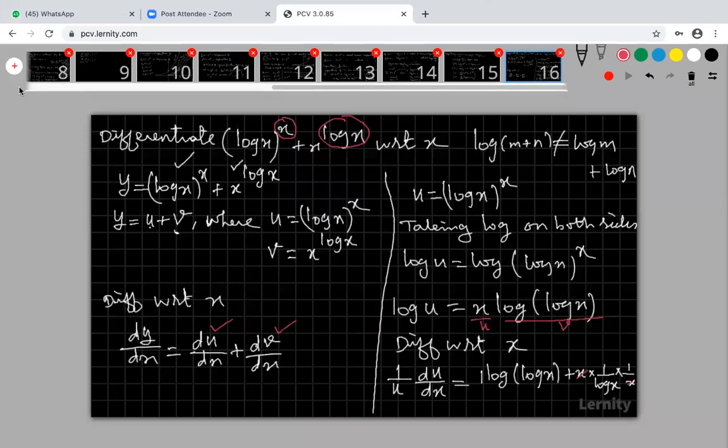Once you complete it, we'll go to the next slide. If you have any doubt, please send your doubts, ask your doubts. Audio and video both are clear. Any problem in that? Students, audio and video both are clear. Any problem in that? Yes, thank you. Some students are responding.